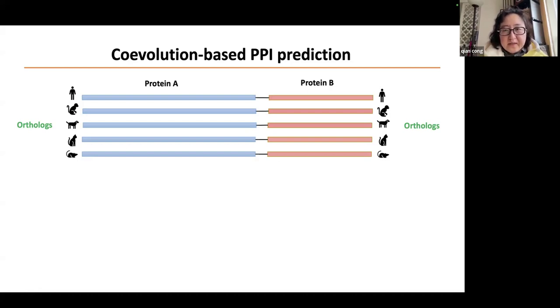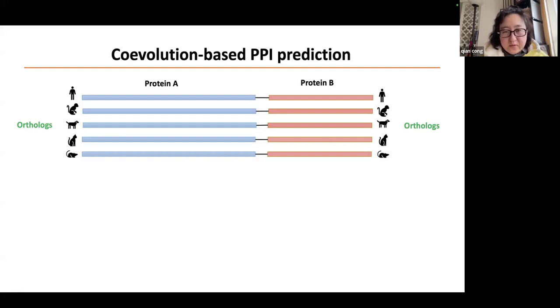Then you can assume that if A and B interact, then A and B probably also interact in several other organisms. So what you would do is concatenate protein A and B from each organism. And then you are converting this two-protein problem to a one-protein problem.